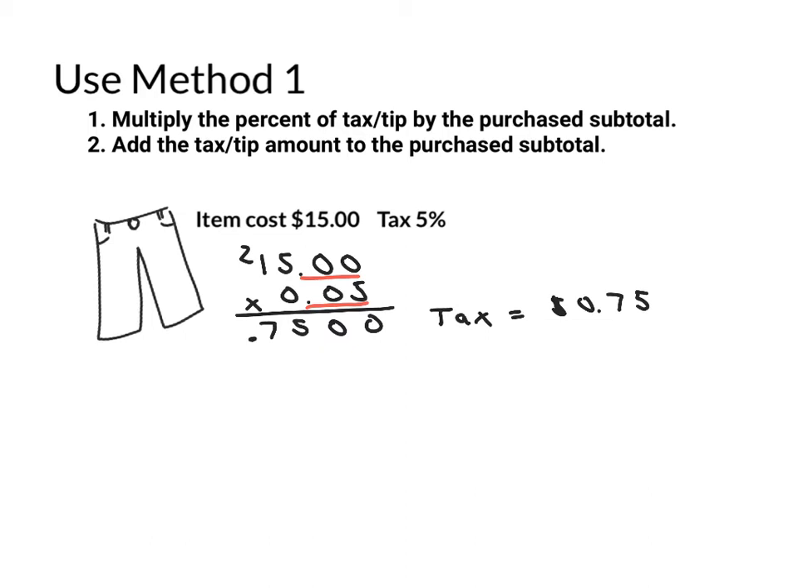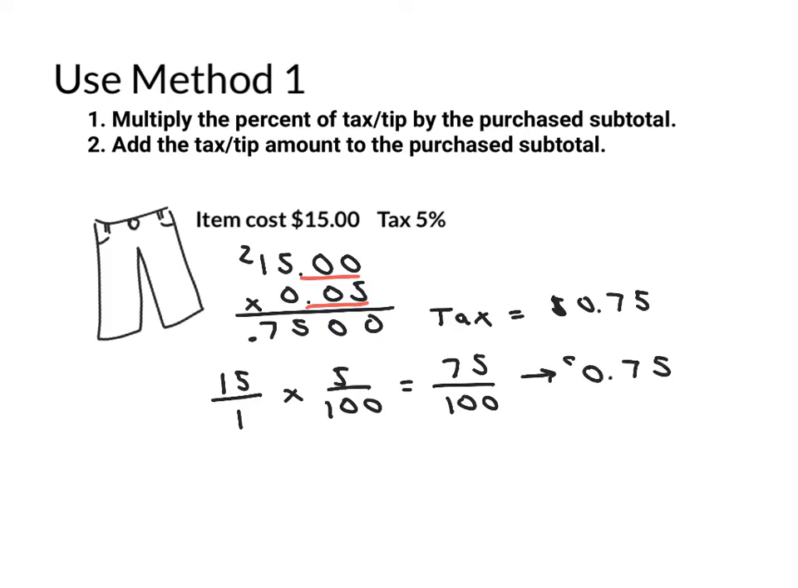We could also find our taxed amount by changing our percent to a fraction and multiplying. So 5% is our fraction out of 100. And then we would multiply. 75/100 could then be changed to a decimal, since that is how we write currency, 75 cents.